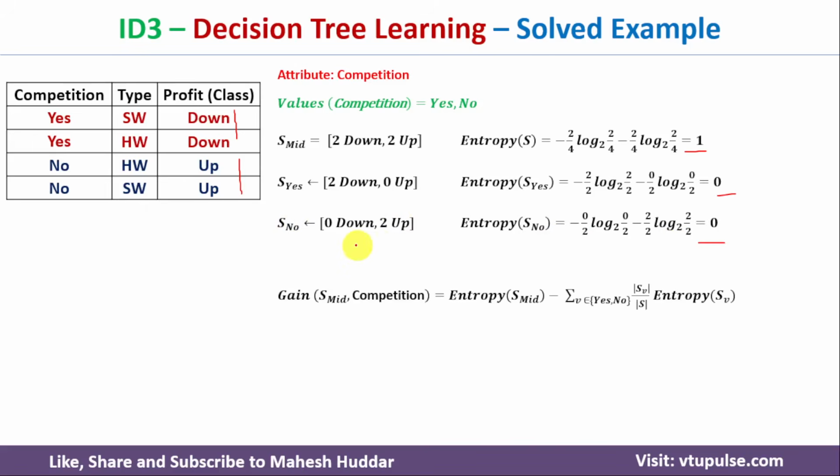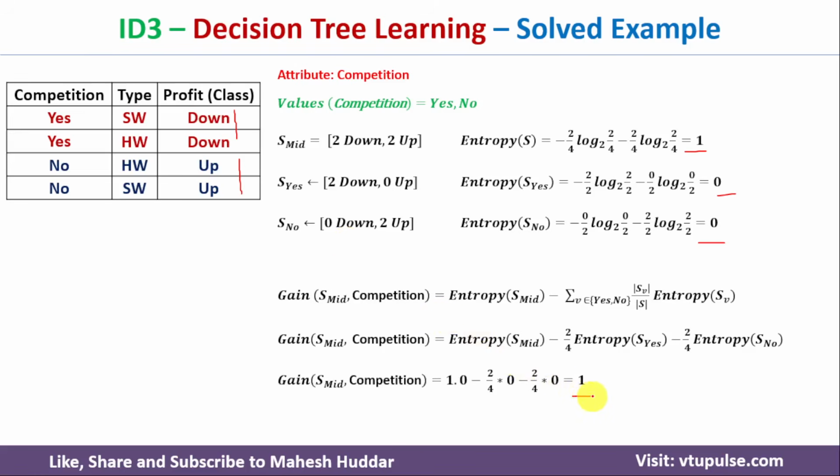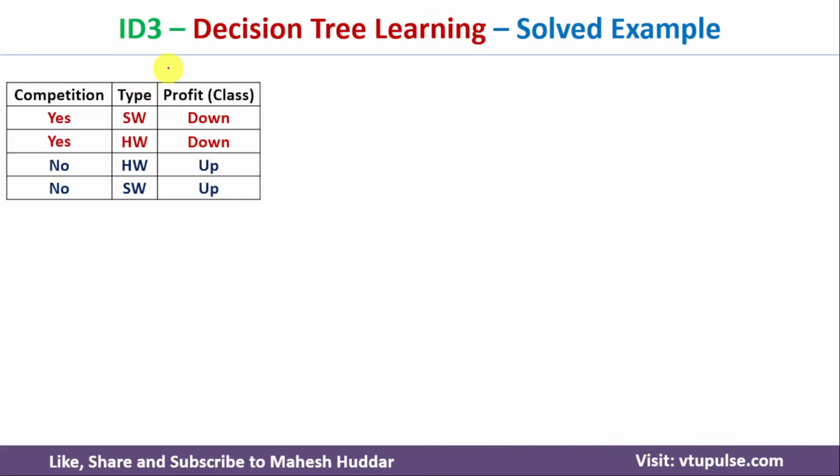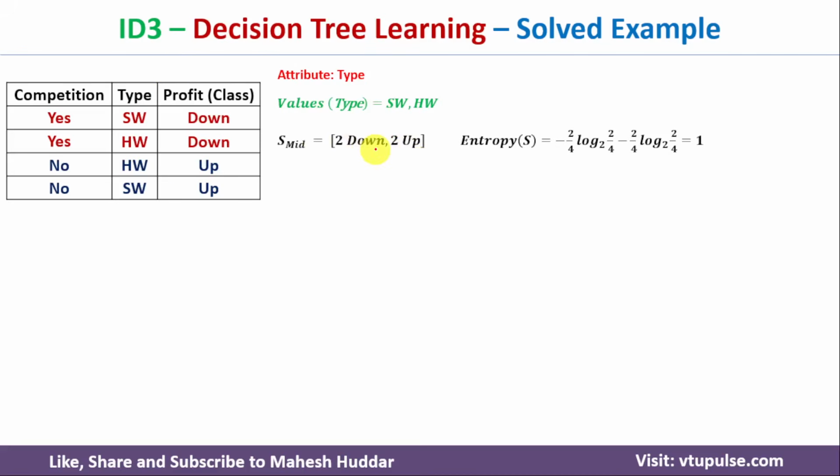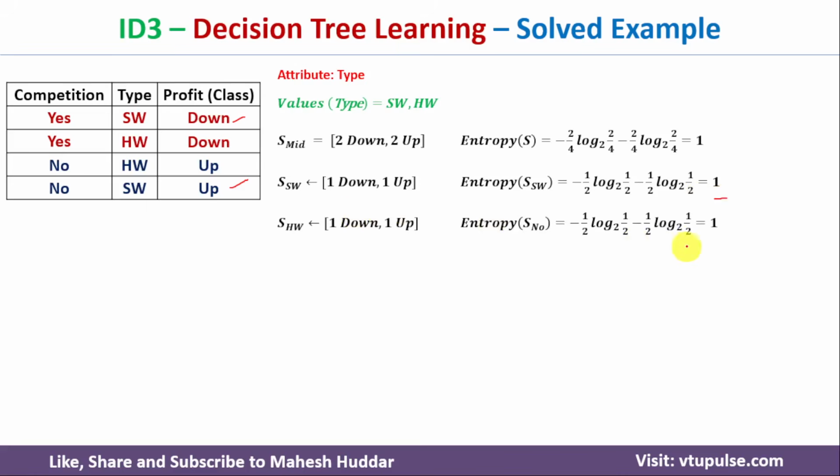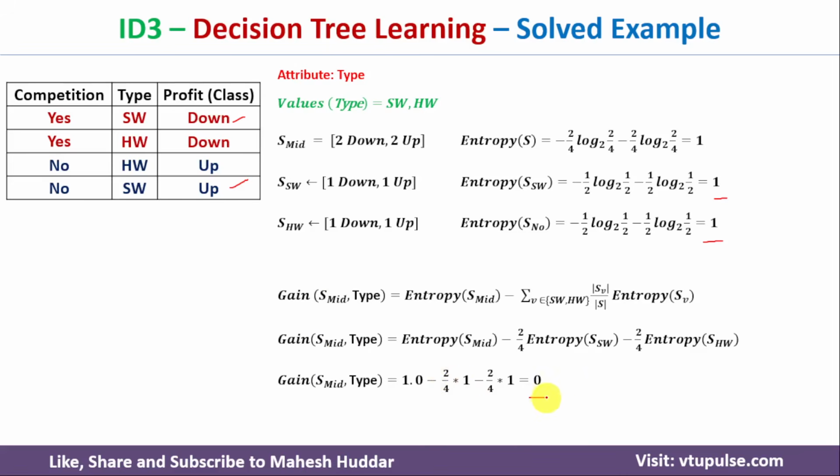So we'll get the information gain for the attribute computation is equal to 1. Similarly, we need to consider the next attribute, that is type. In this again we have two values, one is SW, one more is HW. Here we need to find the entropy for the attribute value SW. So one is down, one more is up. So we'll get the entropy of SW is 1 and entropy of HW is equal to 1. And once you find the entropy, next we need to find the information gain. So we'll get the information gain for the attribute type, which is equal to 0.